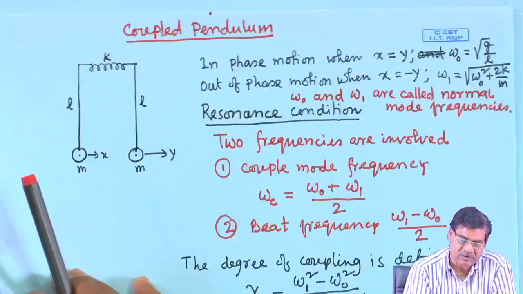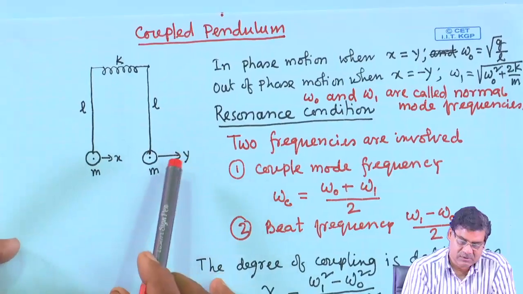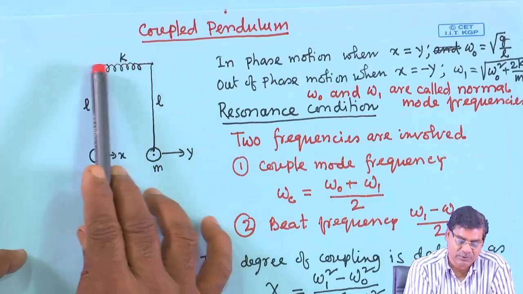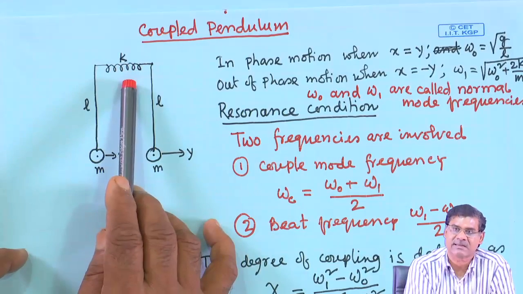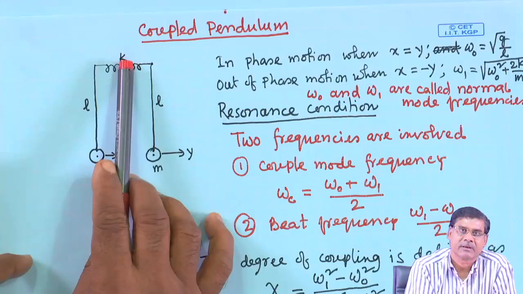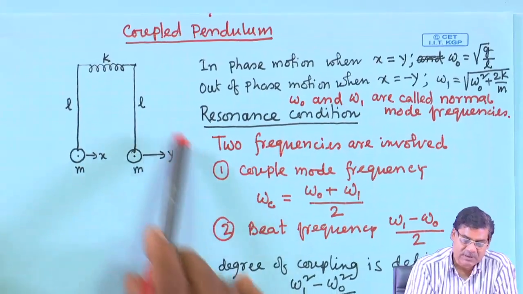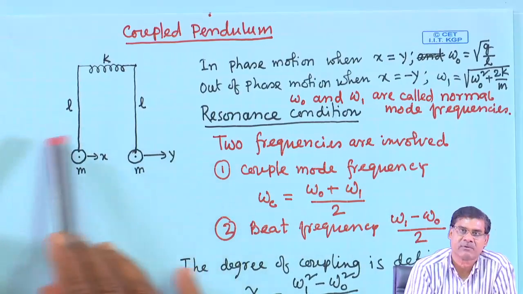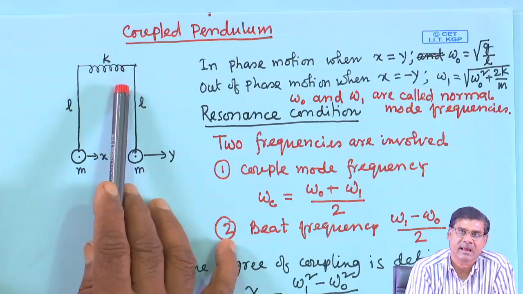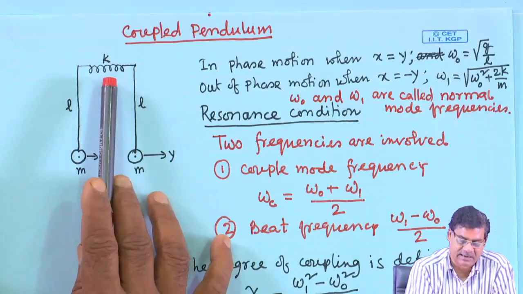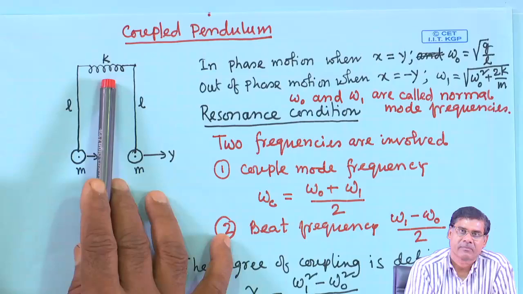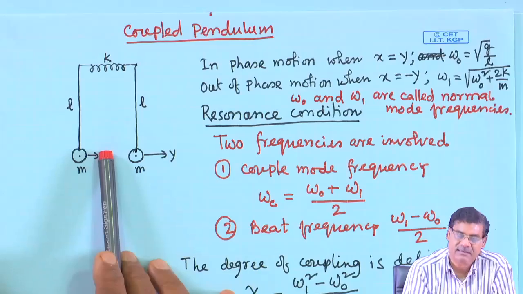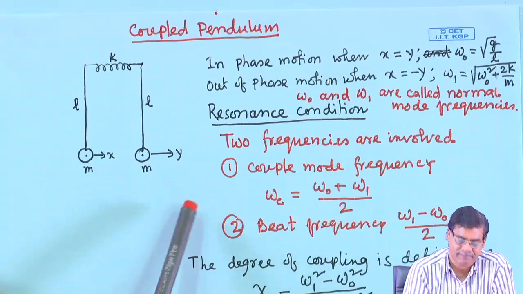Now, these two pendulums are coupled with a spring, and this spring constant is K, right. So, in this condition, these two simple pendulums are coupled with a spring having spring constant K. Now, when they oscillate, what will we see? That is the thing one can study.